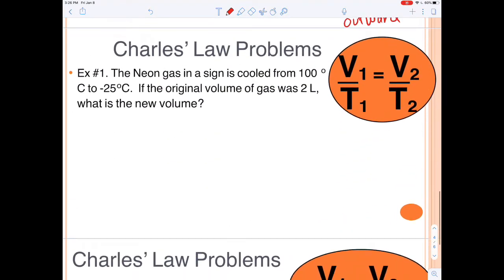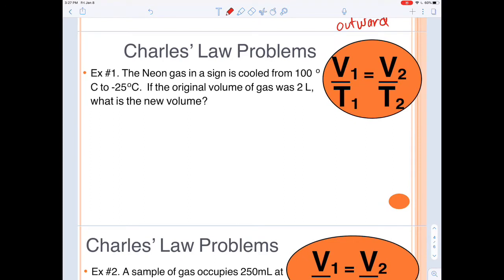All right, so we're gonna solve some problems here. Charles's law problems, and we'll use this equation. So neon gas is cooled from 100 Celsius to -25 Celsius. So right off the bat, I'm given two temperatures. So I start off with 100 Celsius and -25 Celsius.